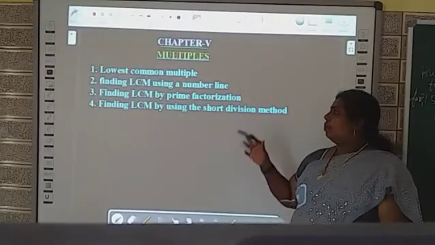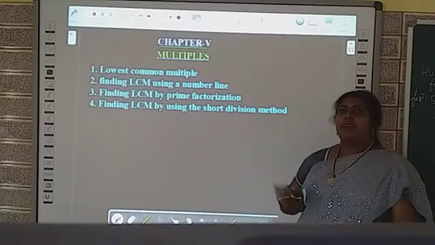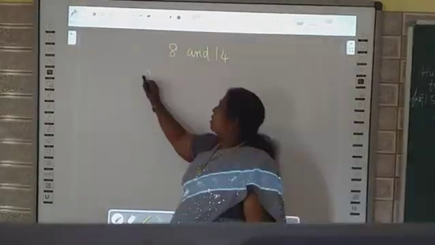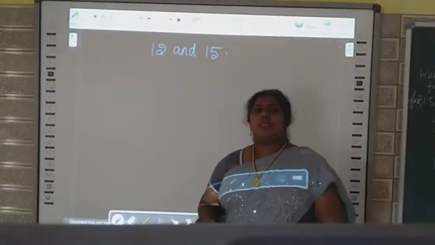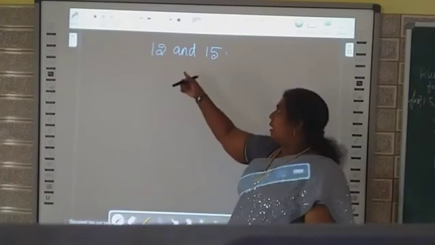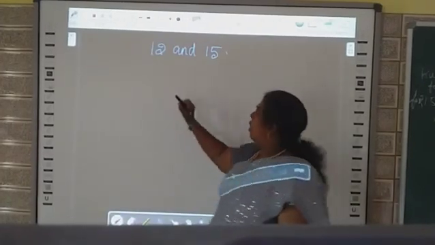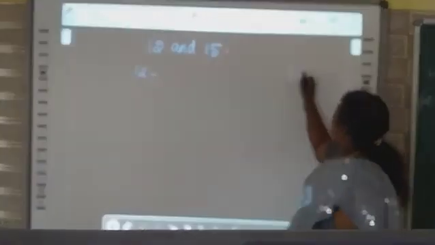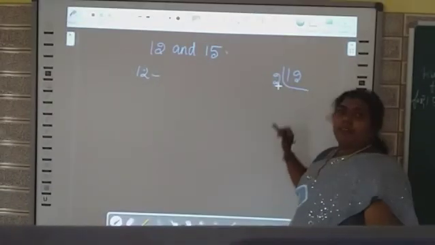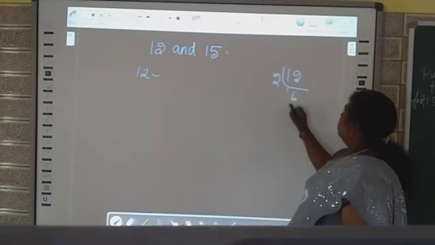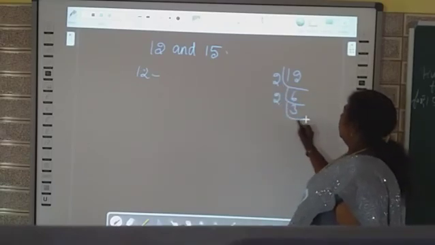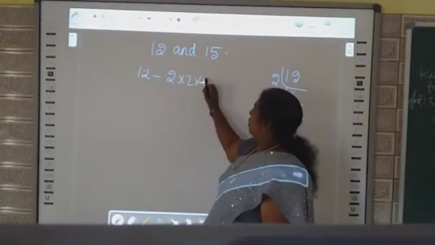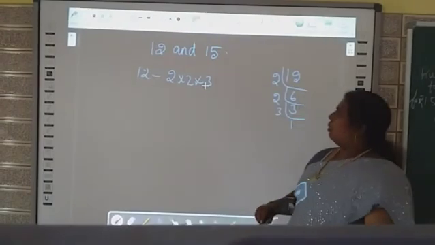Next is finding LCM by prime factorization method. Okay. Prime factorization method. How can we find it? First see the example of finding the LCM using the prime factorization method. The example is 12 and 15. For 12, you can write its prime factors: 2 two times, then 3 one time. So you can write it as 2 into 2 into 3.